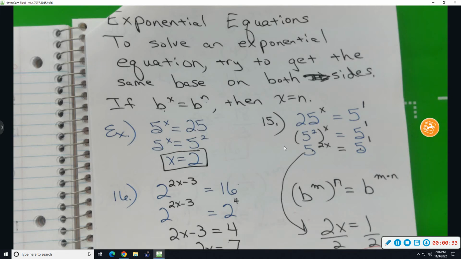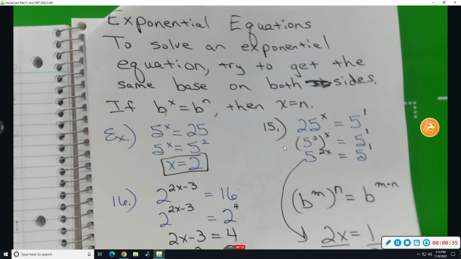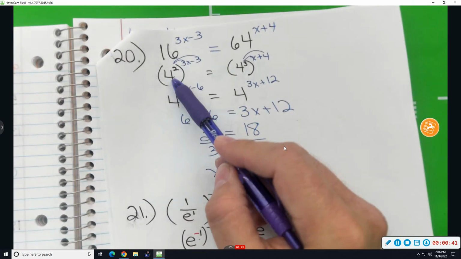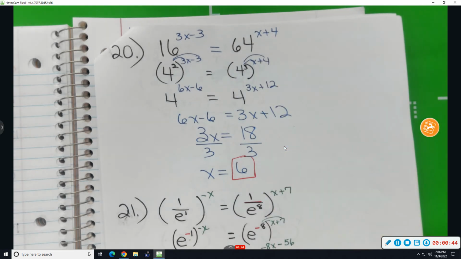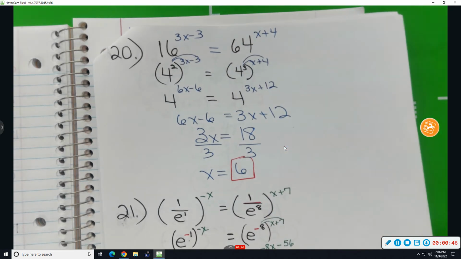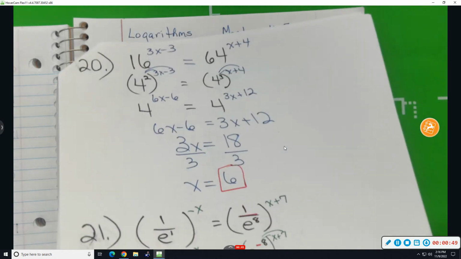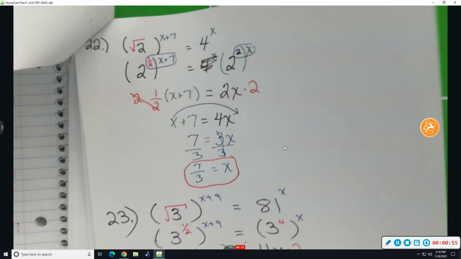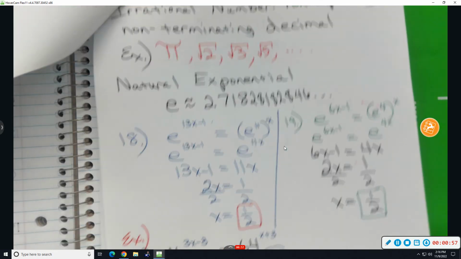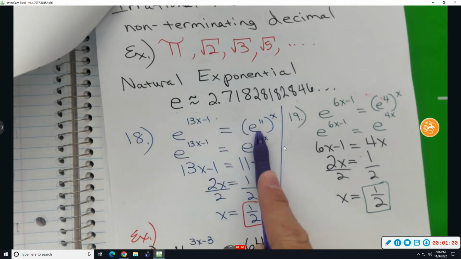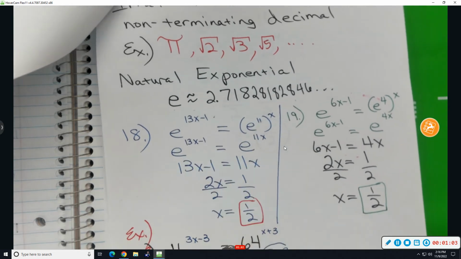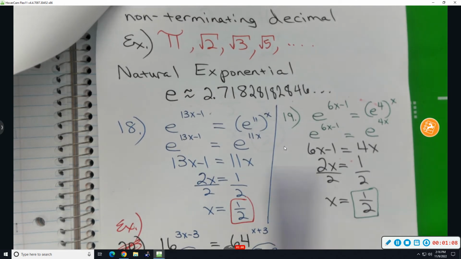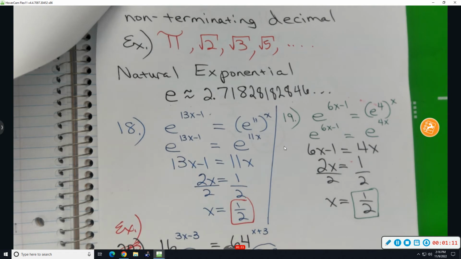At the time, we were like, well, what would we do if there were no common base? Like here we could rewrite 16 as 4 squared and 64 as 4 cubed. We also did some problems with the letter e. e is the decimal number 2.71828, 1828. And we said, okay, if you have an e on each side, that's the common base. The natural question to ask is, what if there's only one e? We're about to answer all of those questions now.